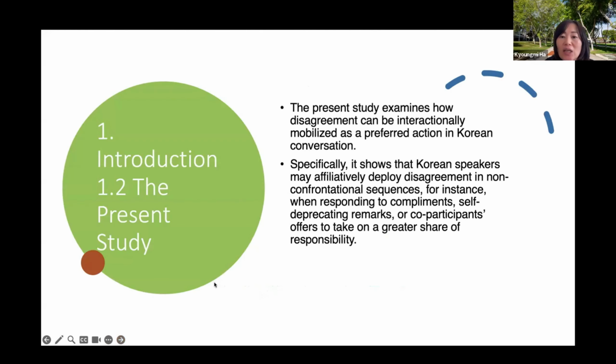In the present study, we would like to examine how disagreement can be interactionally mobilized as a preferred action in Korean conversation. Specifically, we would like to show that Korean speakers may affiliatively deploy disagreement in non-confrontational sequences, for instance, when responding to compliments, self-deprecating remarks, or co-participants' offers to take on a greater share of responsibility.